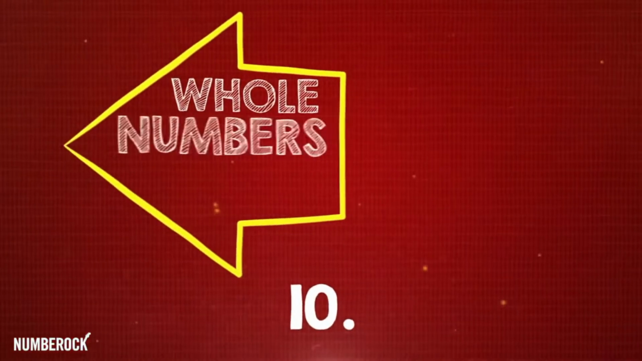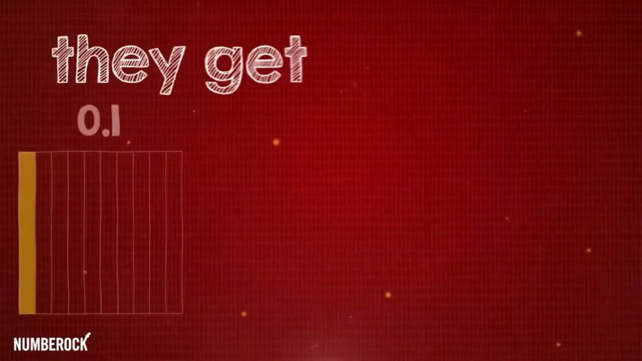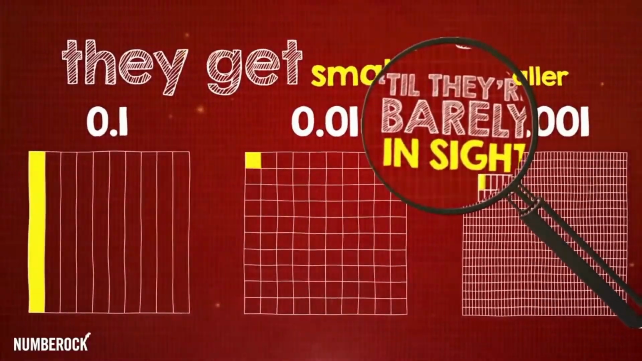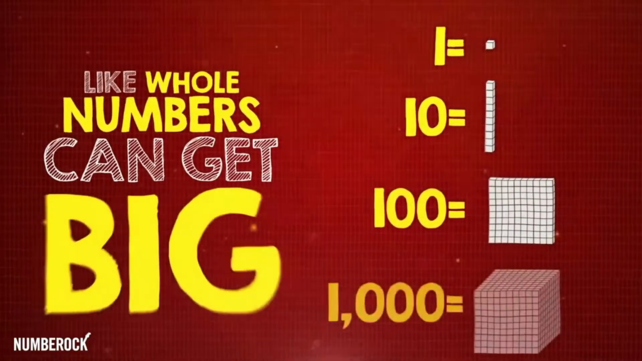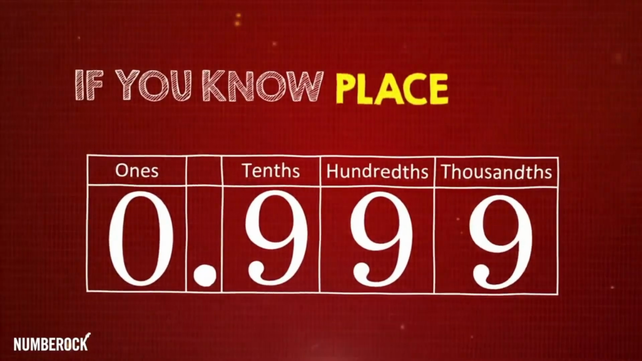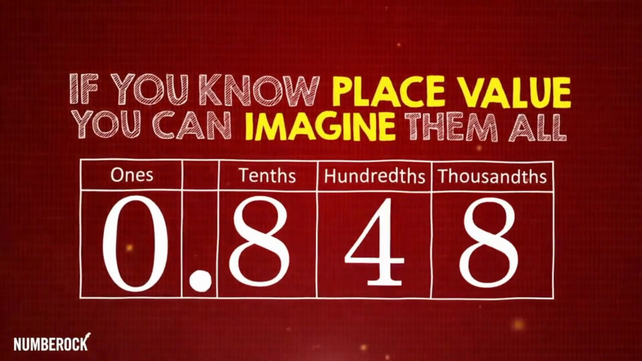Isn't it brilliant? Whole numbers to the left, decimals to the right. They get smaller and smaller till they're barely inside. Like whole numbers can get big, decimals can get small. If you know place value, you can imagine them all.